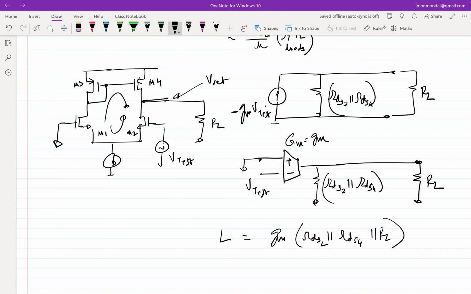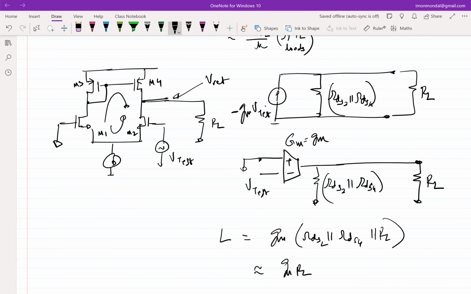So what is the solution? For a given RL, you'll have to increase GM then. Right? If RL is much less than RDS2, RDS4, then obviously this will almost be equal to GM times RL. So in that case, the only way to increase loop gain is to increase GM. Which means you have to increase current, you burn more power, and so on. And there is also some limit to the GM, given that you have a definite power budget, in the sense that you cannot really burn your battery off to bias one differential amplifier. So there is a maximum GM that you can probably achieve.